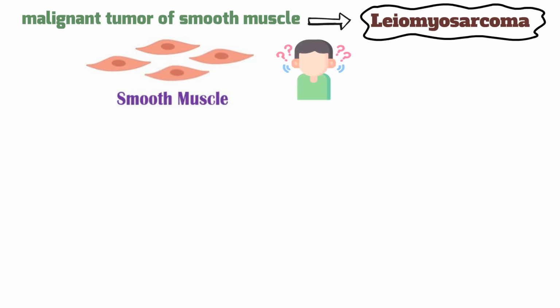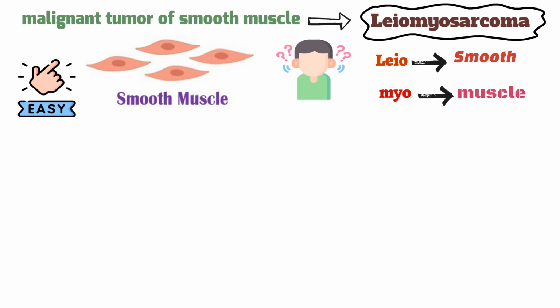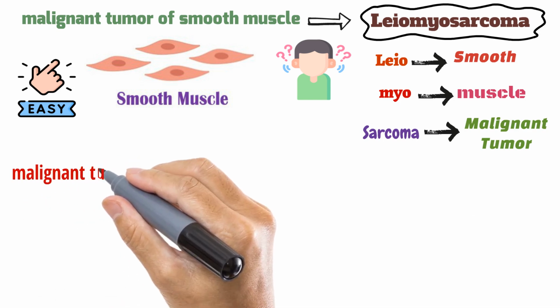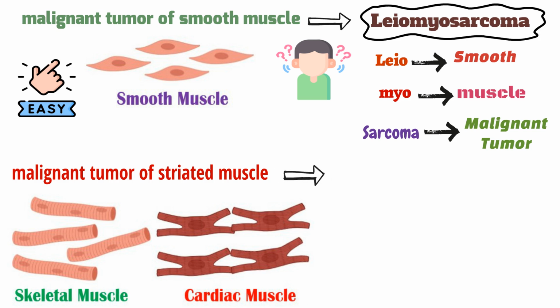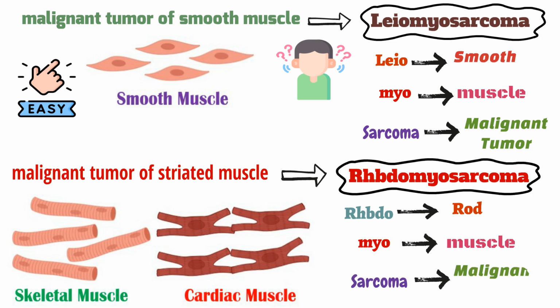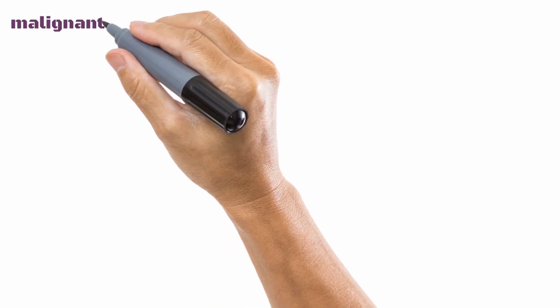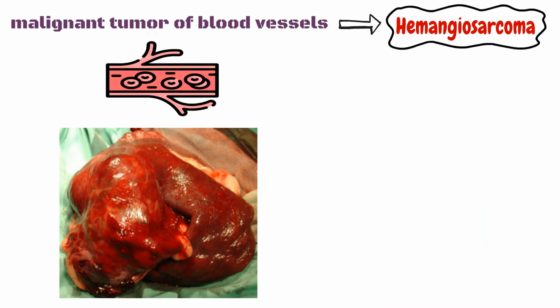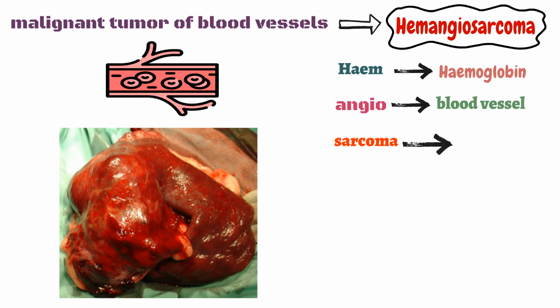It is a bit tricky to remember, but I will make it simple. Here, leio means smooth, myo means muscle, and sarcoma denoting the malignant tumor. So, now it is easy to remember, right? Likewise, the malignant tumor of striated muscle is known as rhabdomyosarcoma. Here, rhabdo means rod, myo means muscle, and sarcoma denoting the malignant tumor, right? Likewise, malignant tumor of blood vessels is known as hemangiosarcoma. Here, hem means hemoglobin, angio means blood vessel, and sarcoma denoting the malignant tumor.